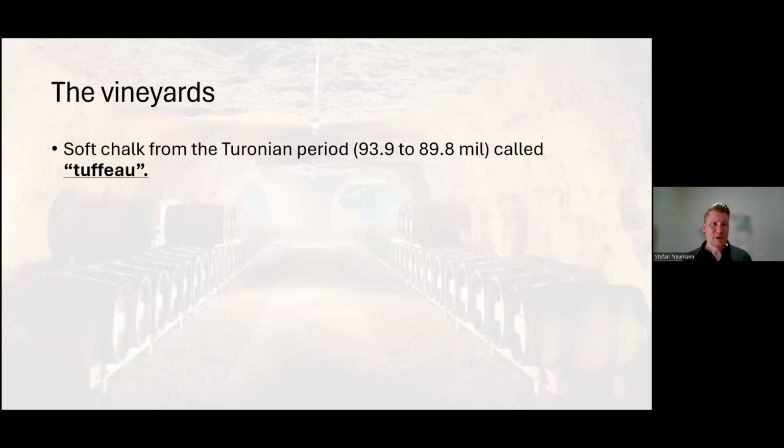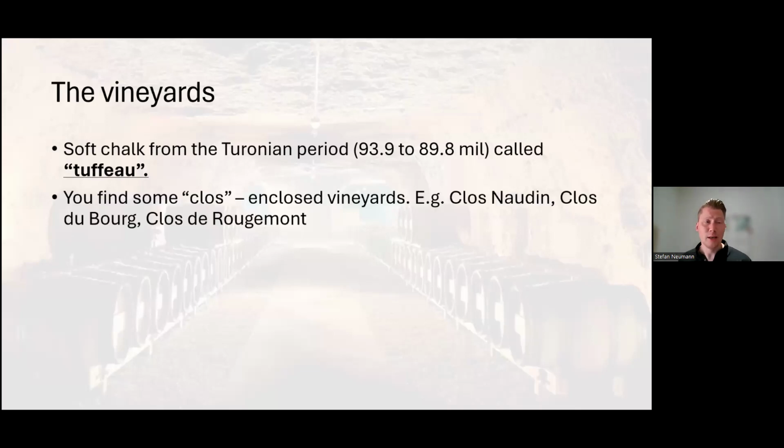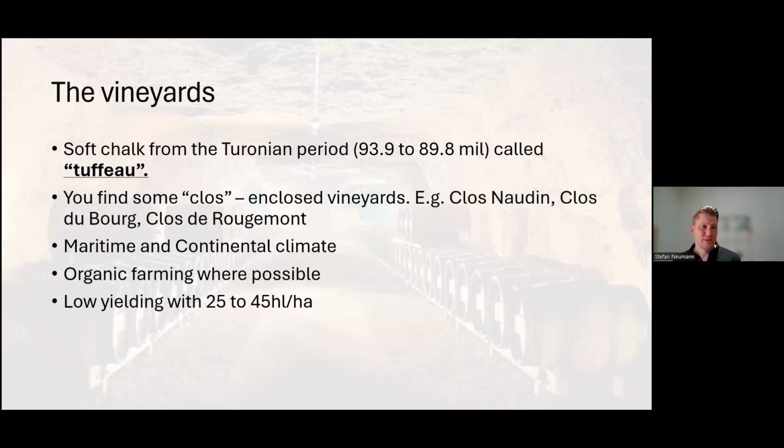Okay, vineyards, I mentioned this briefly. Tuffeau is the local name of the chalk. Now, a lot of people always talk about periods in time. This is the Turonian period. I actually have a map on the next slide just to give you an idea what the Turonian period was like. But effectively, this specific soil, tuffeau, is a soft chalk, which is almost 100 million years old. So it has been around for a while.